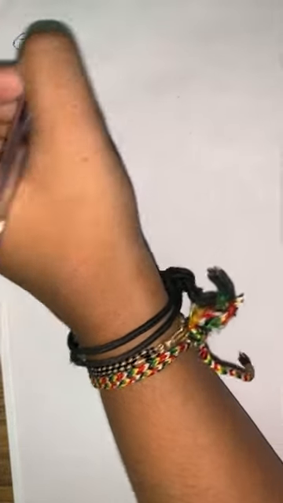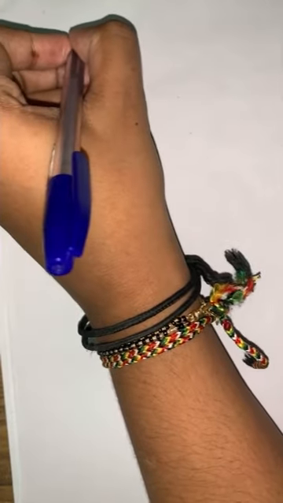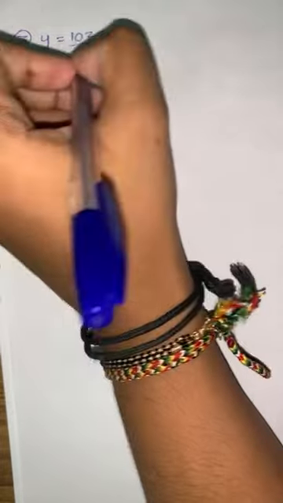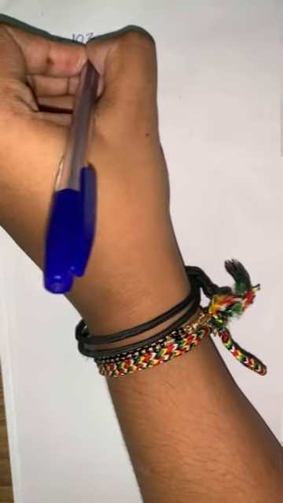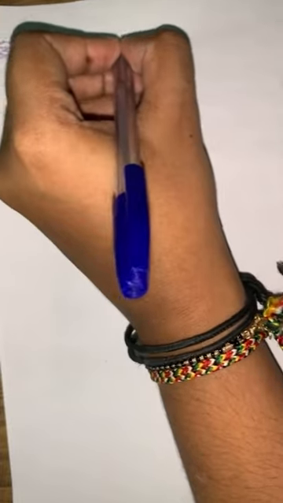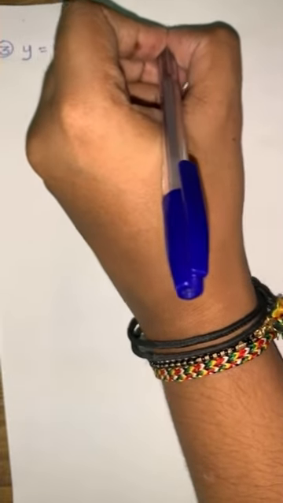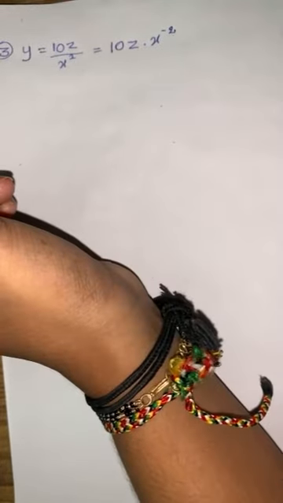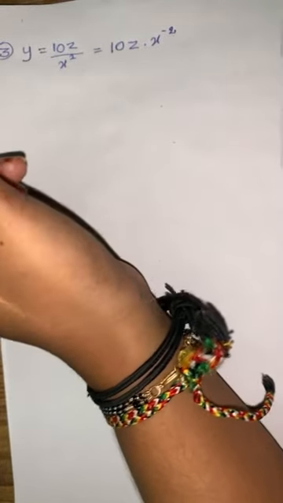The question is y is equal to 10z over x to the power 2. To make our calculations easy, we can rewrite this as 10z into x to the power minus 2, so that the form will be easy for us to work with. Then go with our same process.